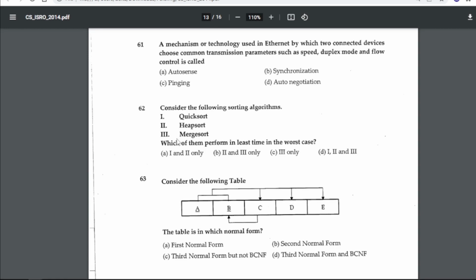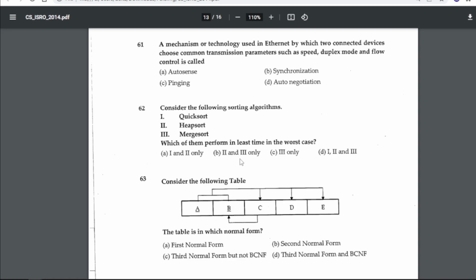Now question number 62: consider the following sorting algorithms: quick sort, heap sort, merge sort. Which of them takes the least time in the worst case? For this our answer will be option B, that is 2 and 3, heap sort and merge sort, because it is asking which of them performs in least time in the worst case, right? The worst case complexity of heap sort and merge sort is n log n, whereas the worst case complexity of quick sort is order of n square. So here B will be our answer, 2 and 3.